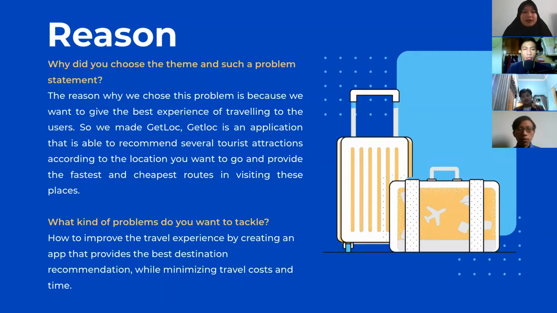Next. The reason why we choose this problem is because we want to give the best experience of traveling to the user. So we made GetLoc. GetLoc is an application that is able to recommend several tourist attractions according to the location you want to go and provide the fastest and cheapest route in visiting this place. The problem we want to tackle is how to improve the travel experience by creating an application that provides the best destination recommendation while minimizing travel costs and time.